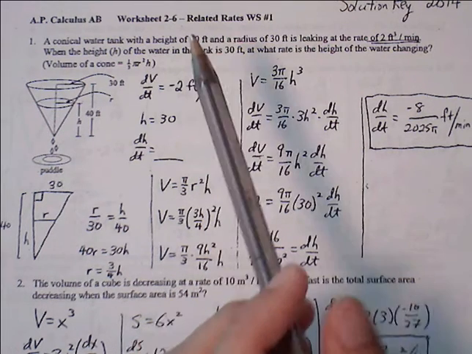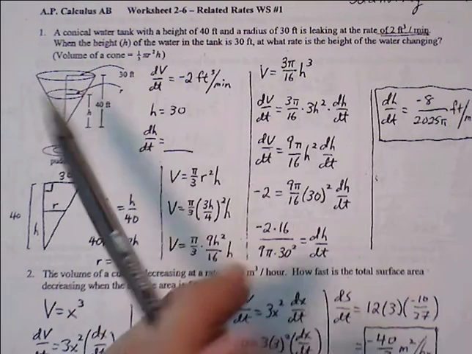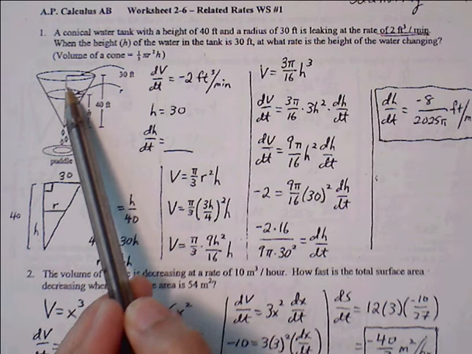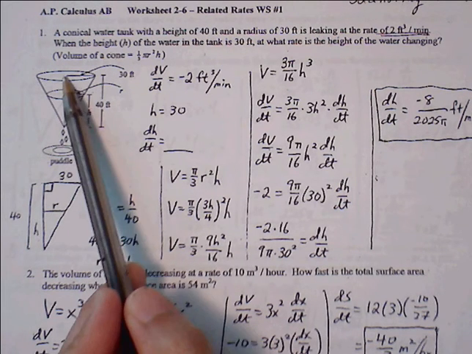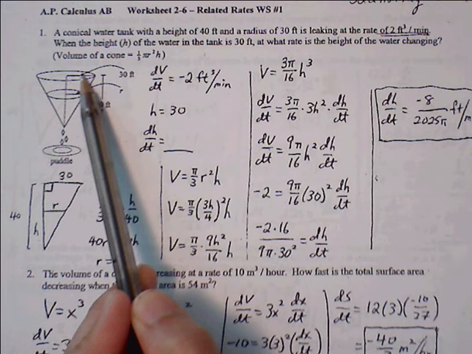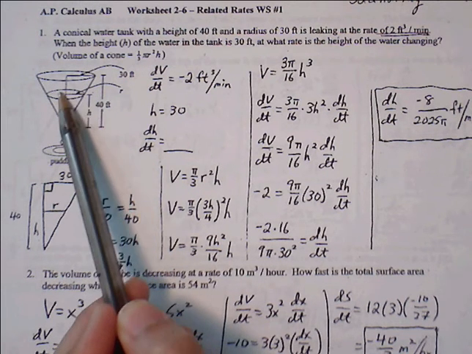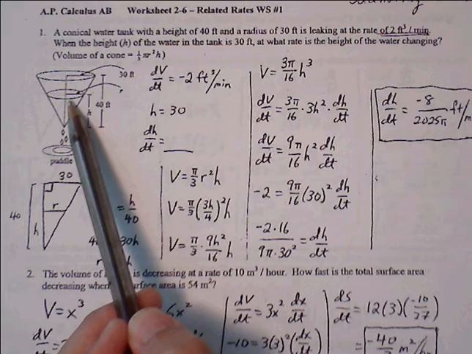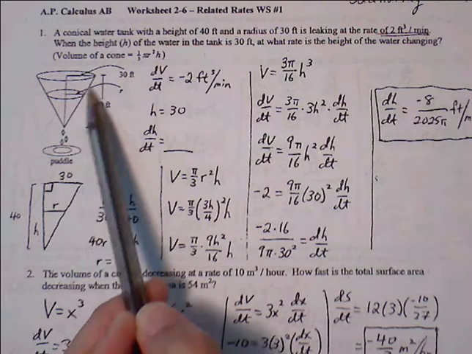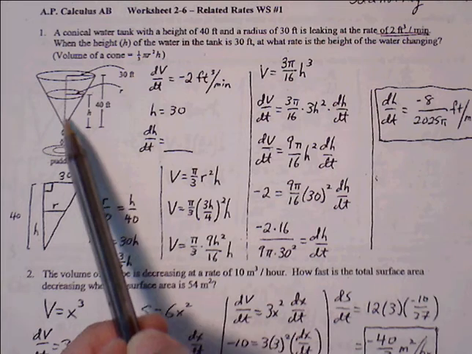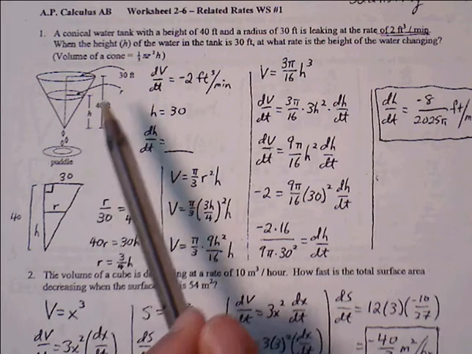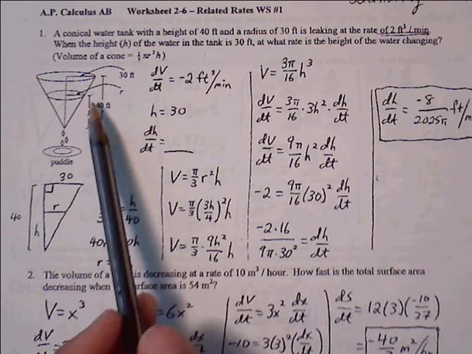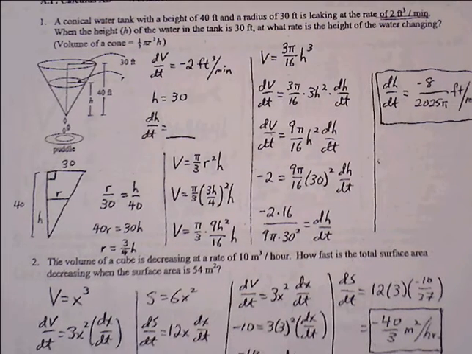So this is a problem that requires us to use similar triangles. Let's look at the figure first. We have the cone here, and we see that the tank is 40 feet deep. The radius is 30 feet, and we see the water level is somewhere between the bottom of the cone and the top of the cone. So from here, we can see the relationship between the water level and the dimensions of the cone using similar triangles, or a right triangle within another right triangle.